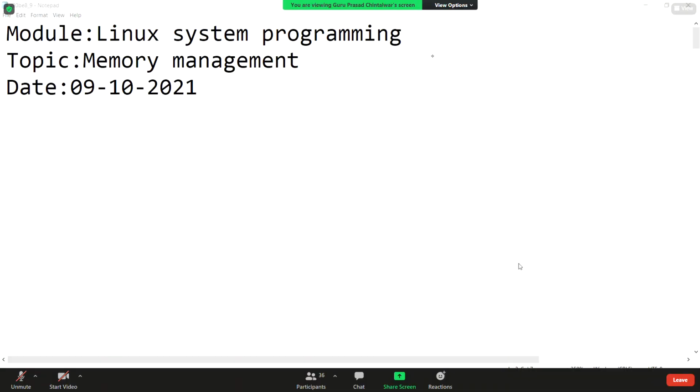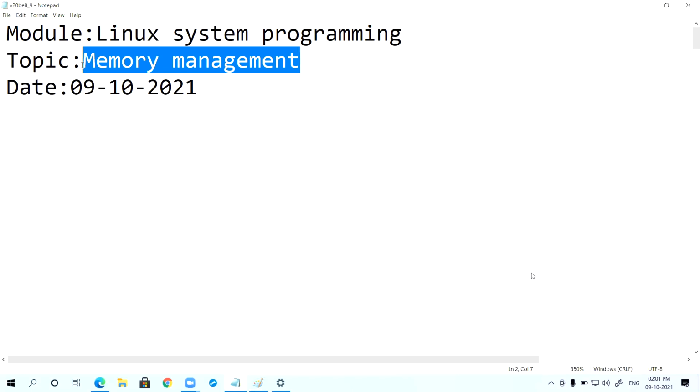In this session, we are going to discuss a little bit more about the concept called memory management.